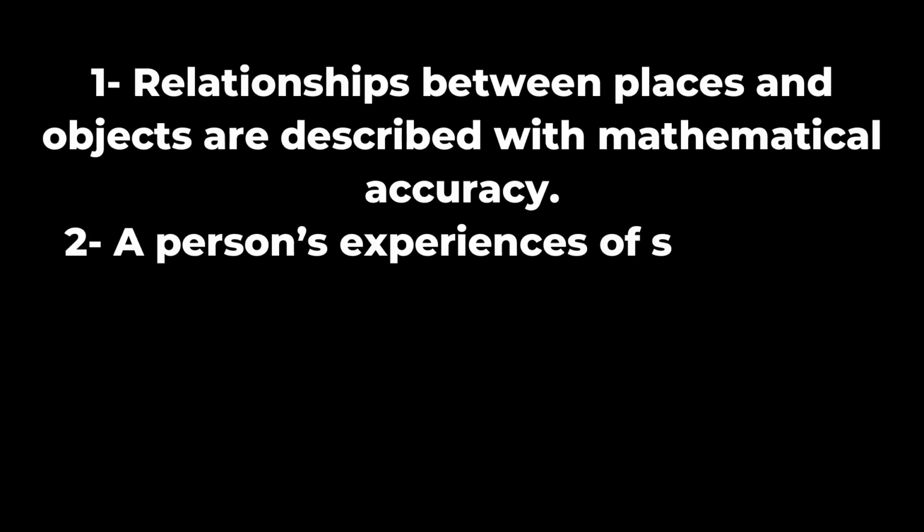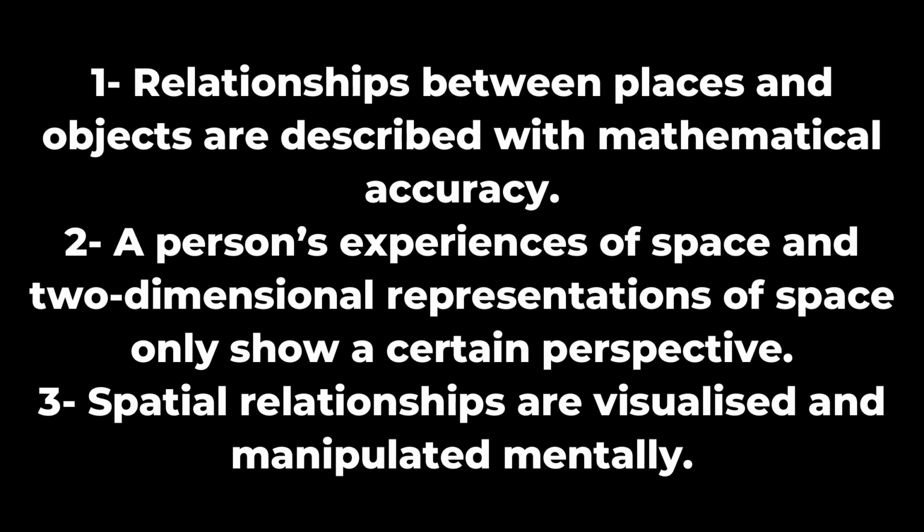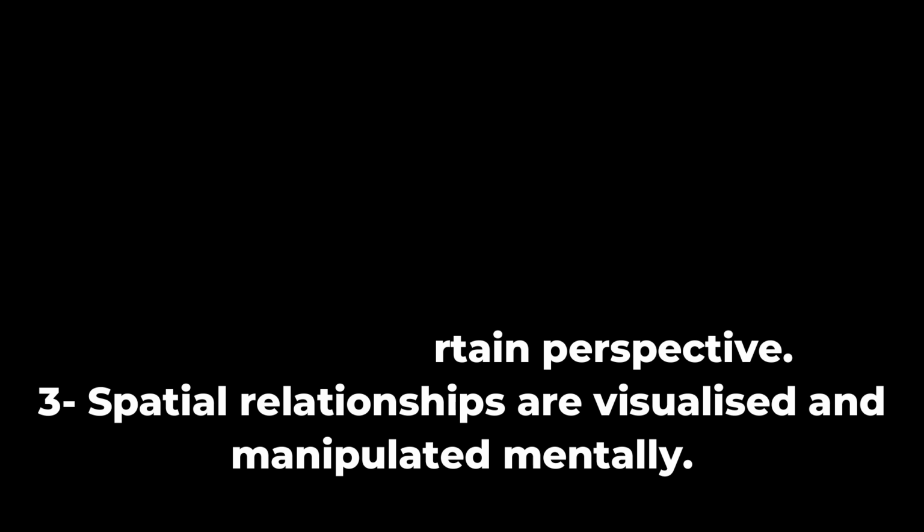The big ideas for spatial relationships are, firstly, that the relationships between places and objects are described with mathematical accuracy. Secondly, that a person's experiences of space and two-dimensional representations of space only show a certain perspective. And thirdly, spatial relationships are visualized and manipulated mentally.